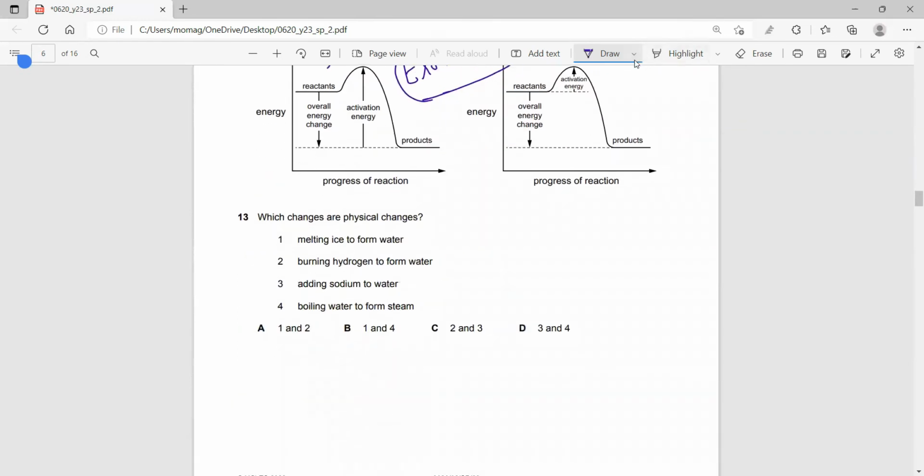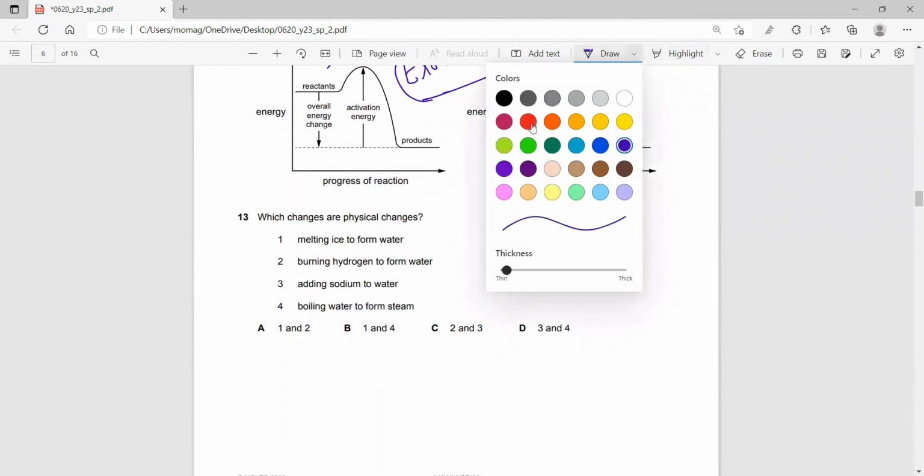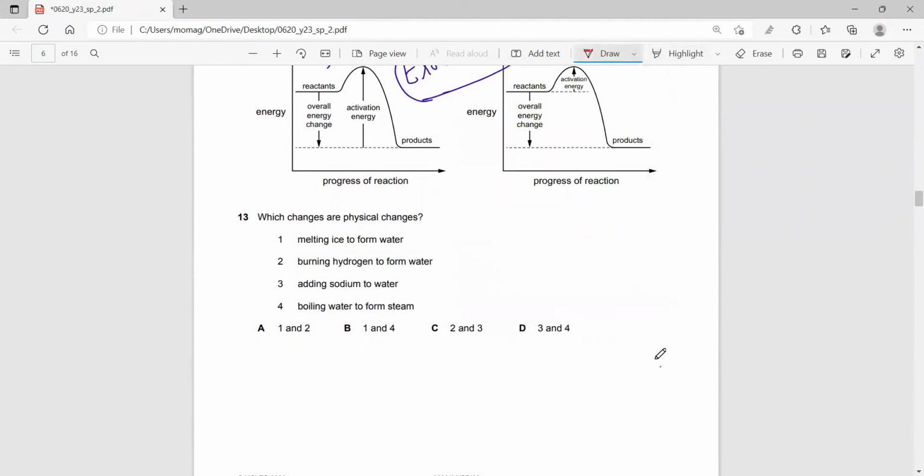Physical change. In a physical change, we have no chemical reaction. If you add sodium to water, sodium hydroxide and hydrogen will form. So this is a chemical change. So 3 is cancelled out. So 1 is a must.